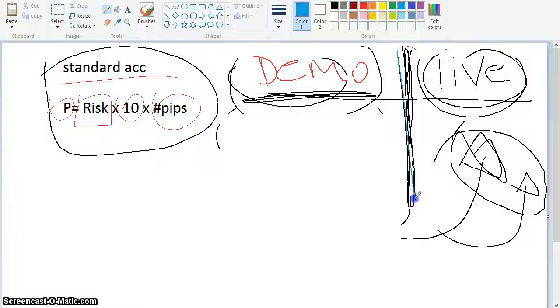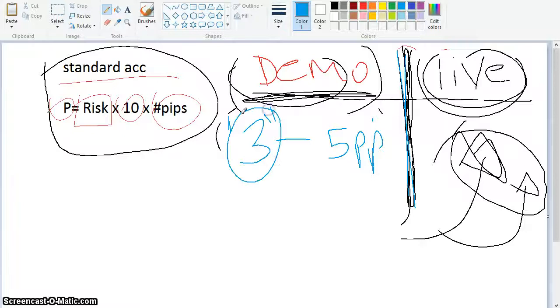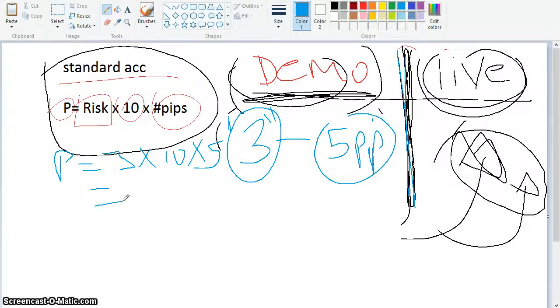So while this guy is still practicing, he will come on demo and then he'll be buying like 3 shares. So remember, we spoke about shares or risk. He will be risking 3. Whenever he takes a position, he risks 3. That position moves about, let's say it moves 5 pips. So this guy risked 3, and then his position moved 5 pips. So let's go to our formula and calculate how much profit he'll be making. His profit will be his risk, which is 3 times 10, and then times the number of pips, which is 5, and that is $150.